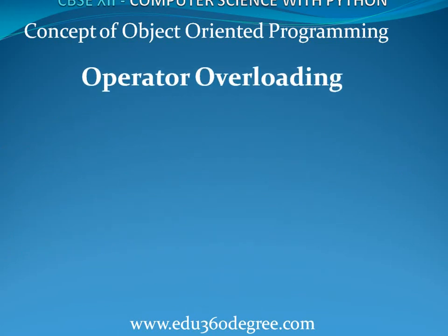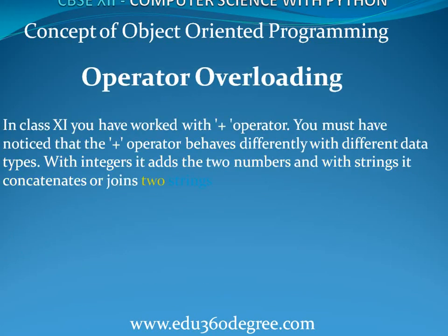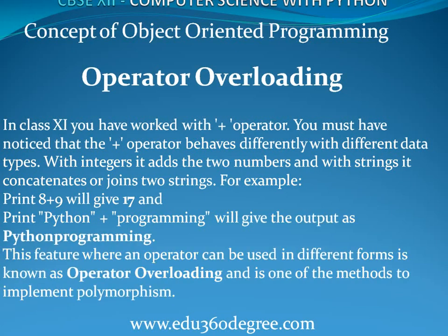Operator overloading. Earlier you have noticed that using the plus operator we can do different types of tasks. If we use 8 plus 9, we will get the answer 17. It means if we use integers or any other type of data members, we will get the arithmetic operation. But if we add string variables, it will show you the string operation. This feature, where an operator can be used in different forms, is known as operator overloading, and it is one of the methods to implement polymorphism.